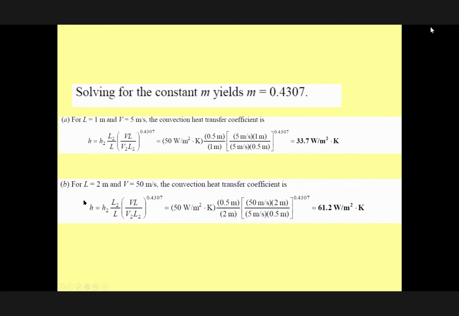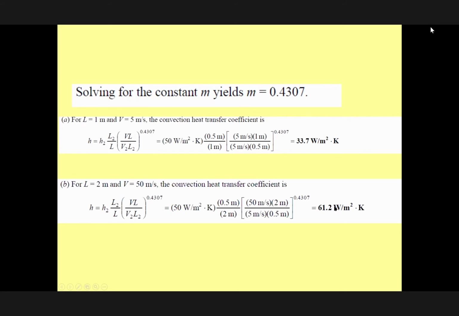Therefore, I can use the same now. In this case, I'm trying to calculate the heat transfer coefficient for the case L is equal to 2 meters. Velocity is 50 meters per second. Therefore, I use the same equation. This is my base, where I use the information for case 2 and try to calculate for this. And you can see as the velocity increases, your heat transfer coefficient increases. As the length increases, your heat transfer coefficient increases.